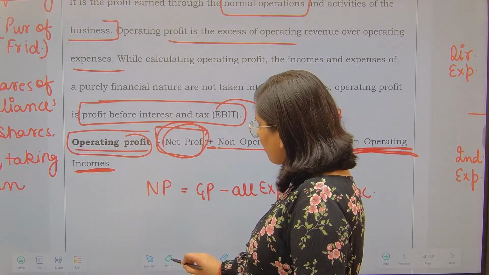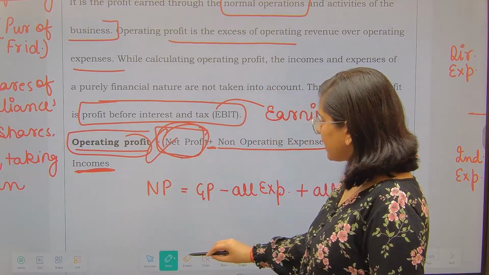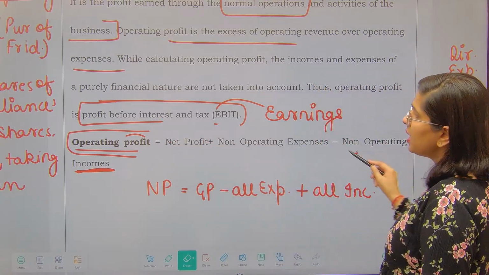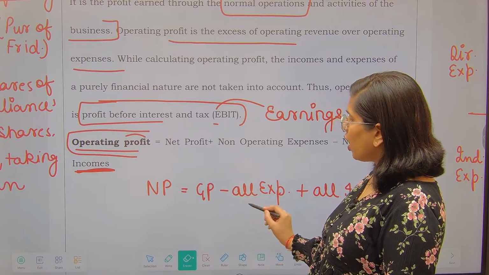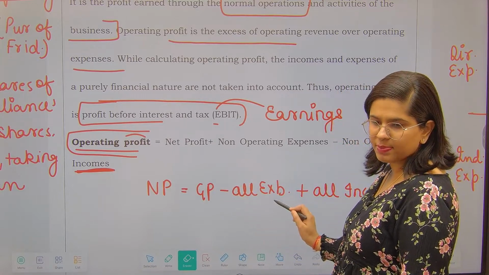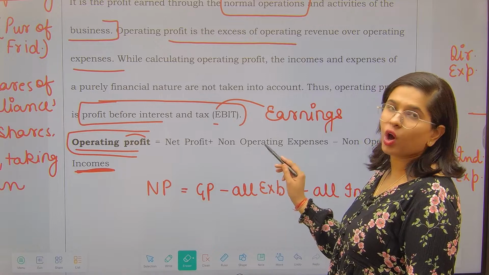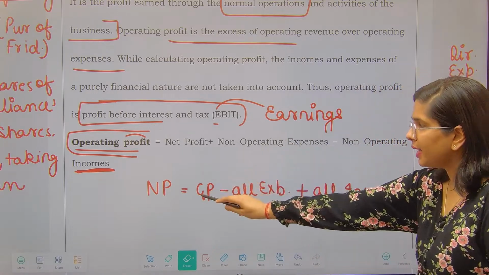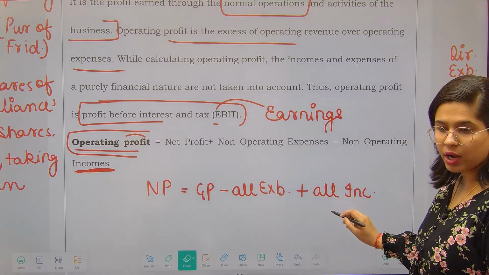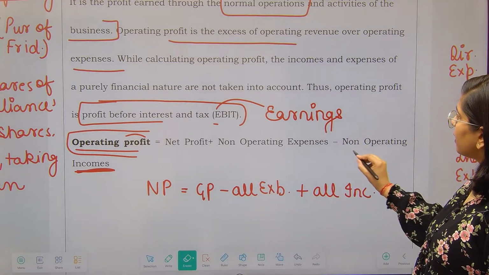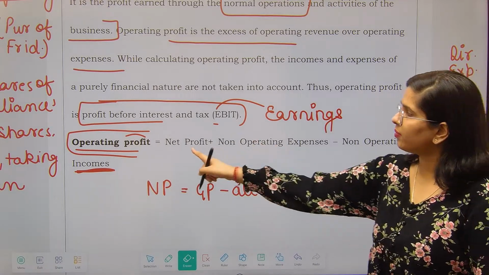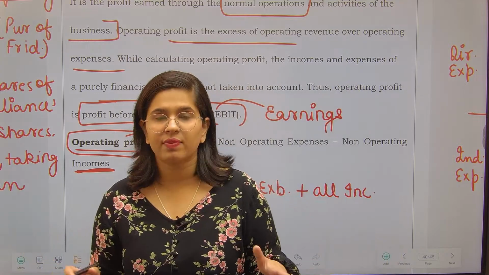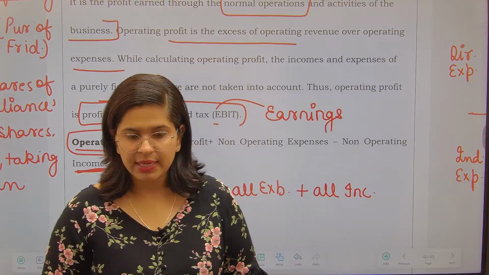So this is what the formula of operating profit looks like. This is a back calculation. Okay? This is a back calculation. While calculating net profit, you already have deducted all kinds of expenses. So please add back non-operating expenses because we do not have to deduct them. And while calculating net profit, you must have added all incomes. So please deduct non-operating incomes from the net profit because we do not want to include the non-operating incomes while calculating operating profit. ठीक है?